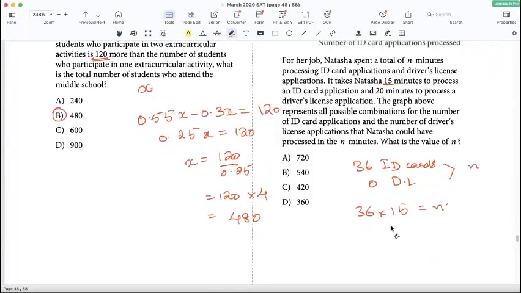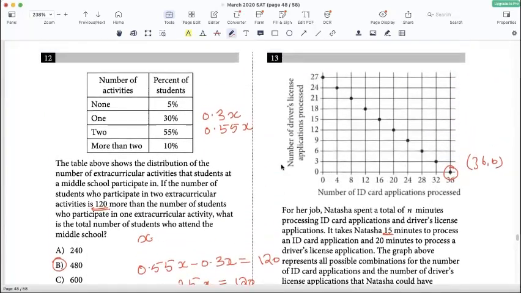So 15 times 6, 90, 0 carry 9. 15 times 3 is 45, plus 9, 54. So n is 540 minutes. I could also work with any other point.